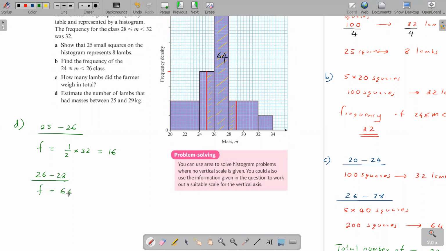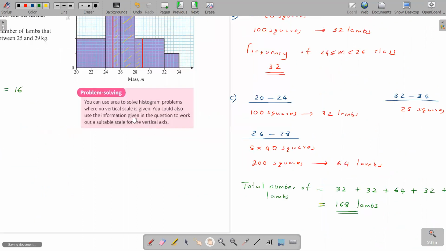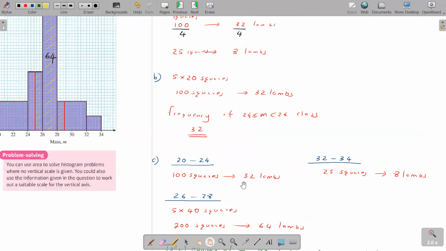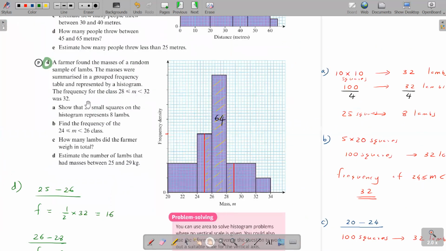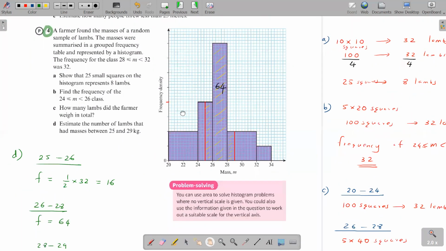We have already found the frequency 64. Then what about the 28 to 29 bar? If you check 28 to 29, you can divide the whole frequency by 4, because you can divide this into 4 equal sections. Guys, do you see? You can break this into 4 equal sections. So in that case, you can just take the frequency of the 28 to 32 bar. What was the frequency of the 28 to 32 bar? 28 to 32 was 32. That was given in the question.